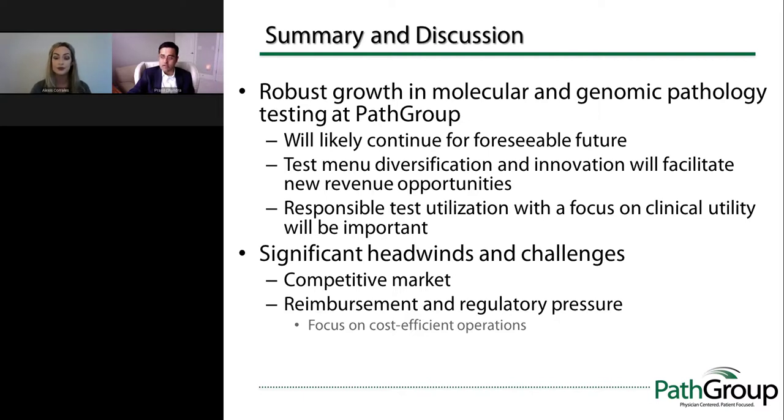A great question, and let me rephrase the question. If you're performing a molecular test and the patient then decides to place a patient on a clinical trial, well, isn't that experimental or investigational? Why should a payer potentially pay for it? And there are a number of reasons.